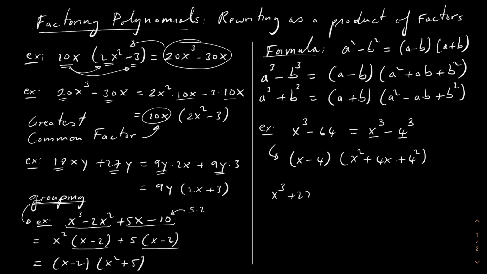And then the next one is going to be x cubed plus 27. For this particular one, you should notice that 27 is the same thing as 3 cubed. And so this is the sum of cubes. You're going to have x as a and 3 as b. And so you're going to have x plus 3 altogether multiplied by x squared minus 3x plus 3 squared. Same, different, always positive.